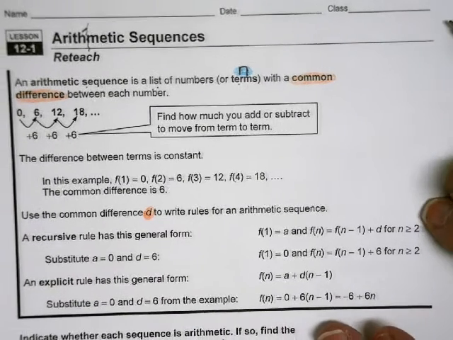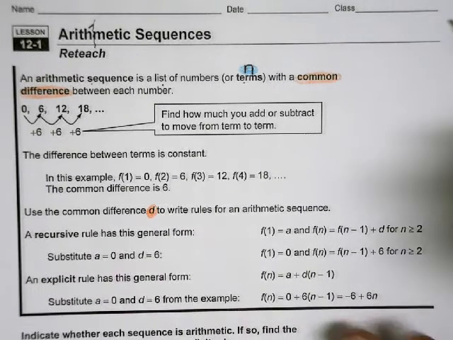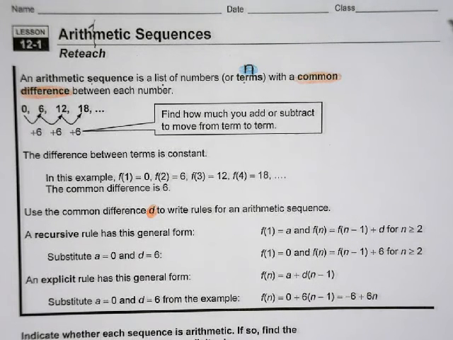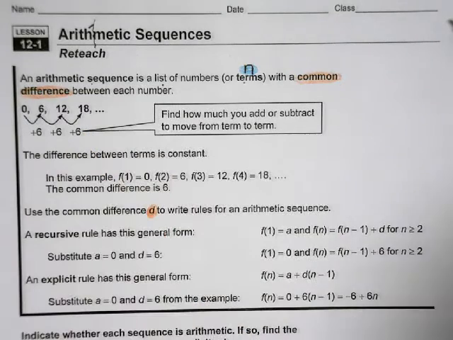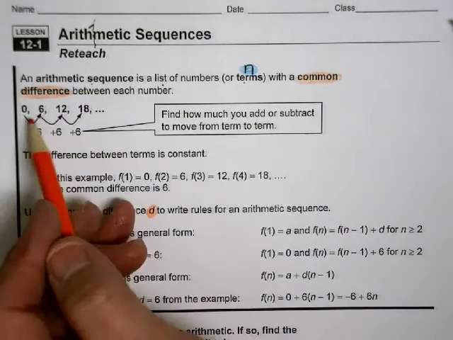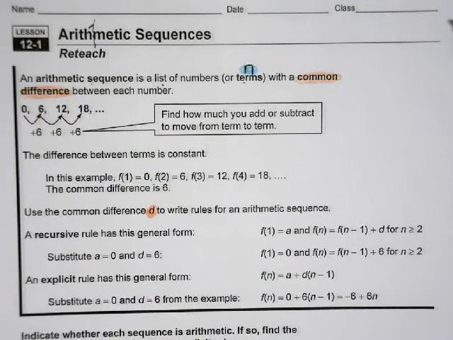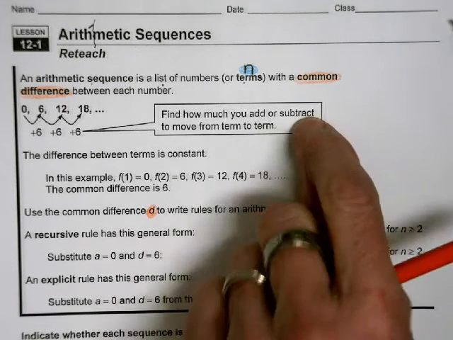So that's not difficult to find. For me, probably the most difficult thing is, why did they call it a difference if I'm adding to get the next term? Well, technically, the difference between 0 and 6 is 6. So they're not wrong. It's just, I think of the word difference, I think of the subtraction problem. But it's not just subtract, it's also add.